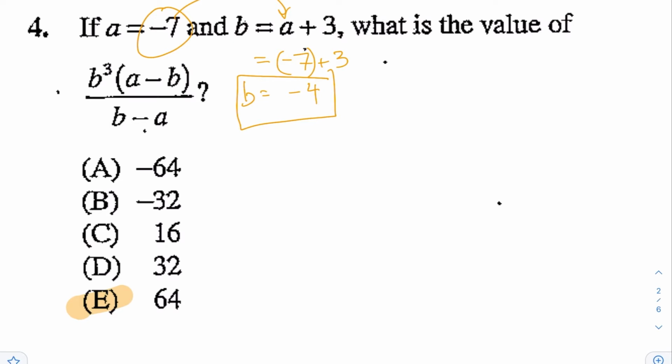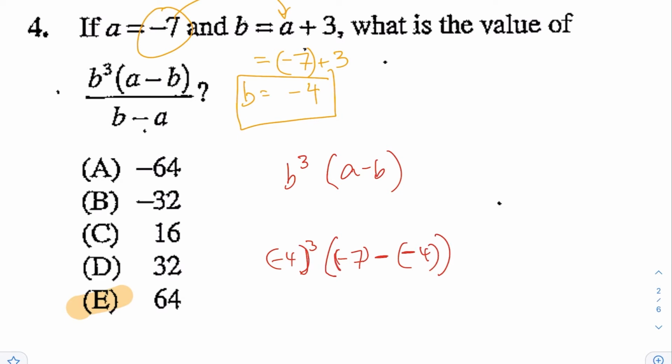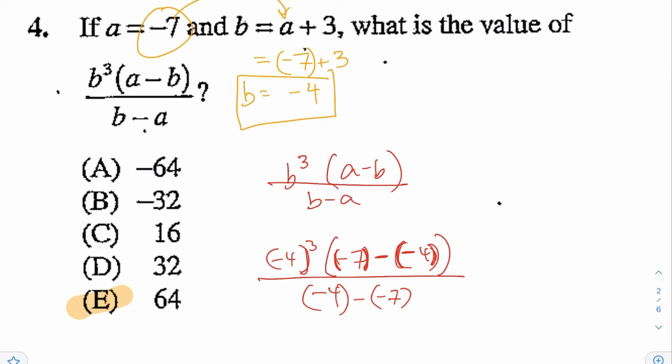Then when you substitute everything in, instead of B cubed, you're going to have -4 cubed. Then in parentheses, you have A minus B, so you'll have -7 minus -4. Be careful with the negative signs here. I can use parentheses to make it a little easier. And the denominator is B minus A. So that's a negative 4 minus negative 7. Again, be careful there. So then you just have to use order of operations and solve.